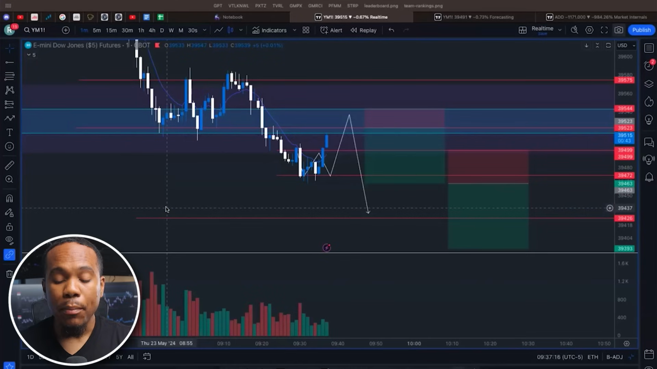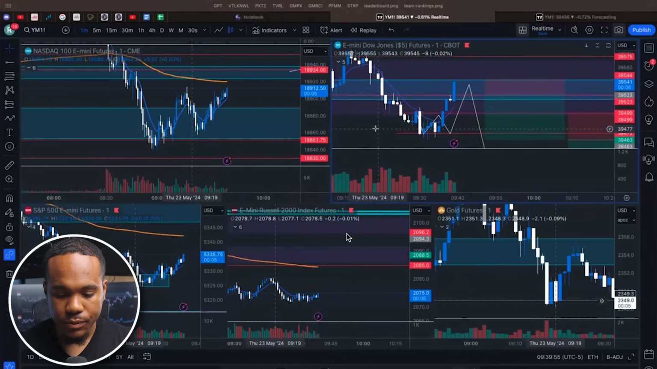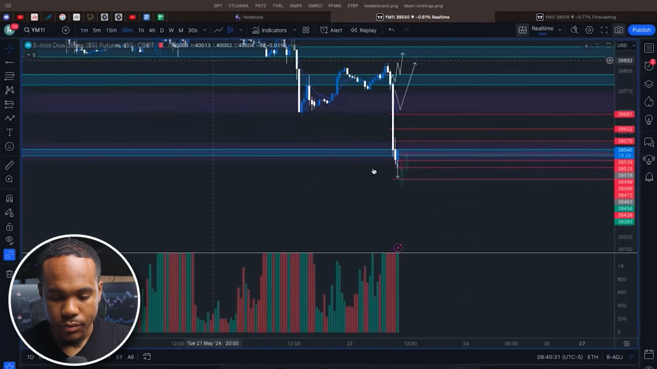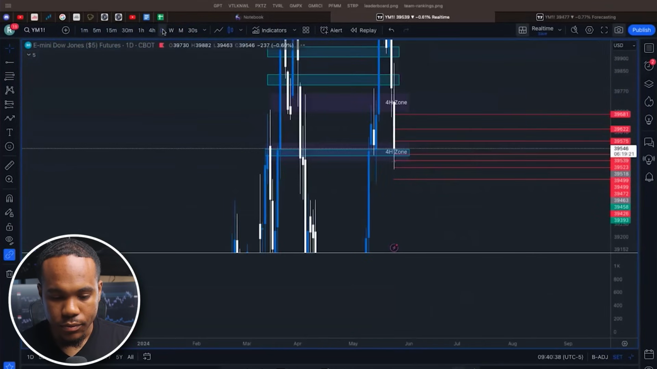Now, this is the pop I was talking about, right? So we got the pop back up, okay? And now I'm going to wait here. I'm not just going to enter right away. Sometimes like this, I enter the first doji.